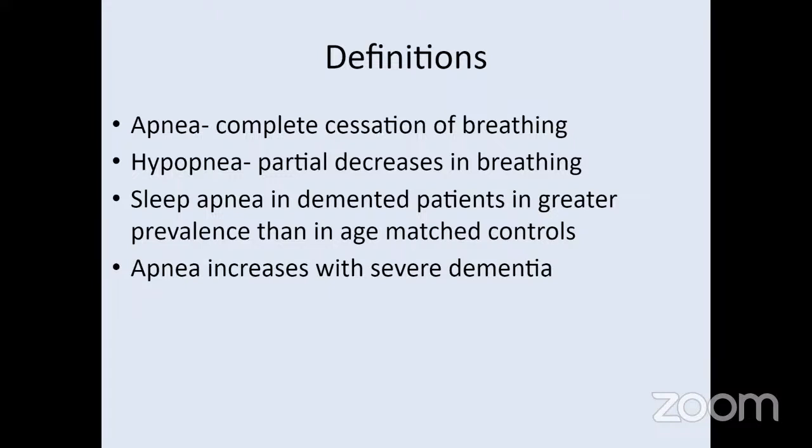Let's go over some definitions. Apnea is defined as the complete cessation of breathing. Hypopnea is the partial decrease in breathing. Sleep apnea in demented patients is in greater prevalence than in age-matched controls. Apnea increases with severe dementia, as we mentioned in the previous slides.